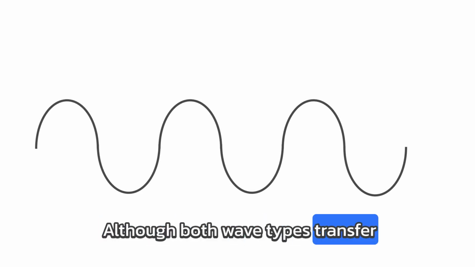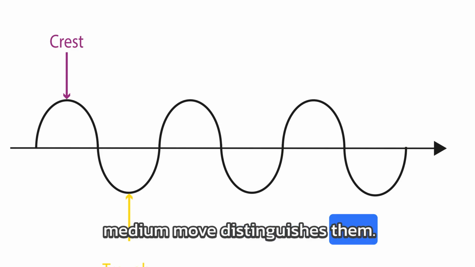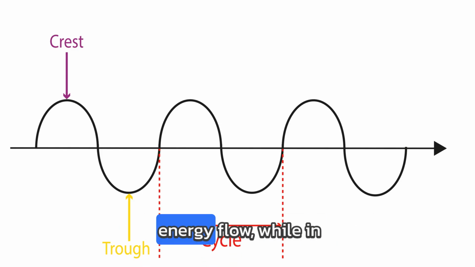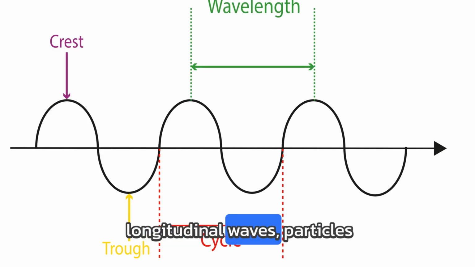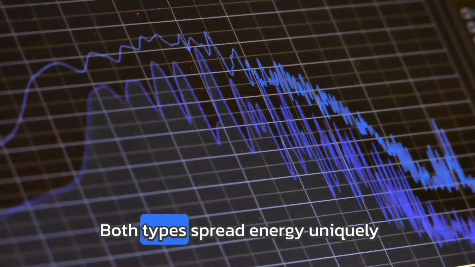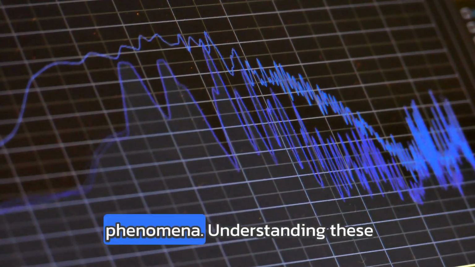Although both wave types transfer energy, the way particles in the medium move distinguishes them. In transverse waves, particles oscillate perpendicular to the energy flow, while in longitudinal waves, particles vibrate back and forth in line with the wave. Both types spread energy uniquely and are visible in everyday phenomena.